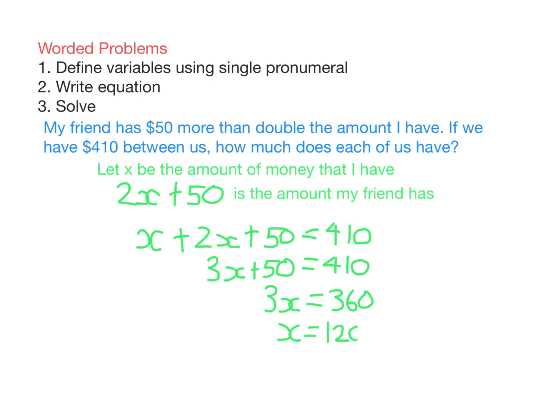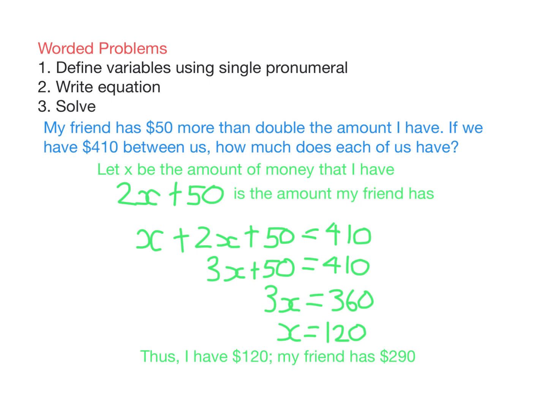So x equals 120. For these worded problems, I need to write a sentence about what I've found. So x was the amount I have. So I have $120 and my friend has 2 times 120 plus 50, $290. And once we've written this sentence to say what we found, we are done.